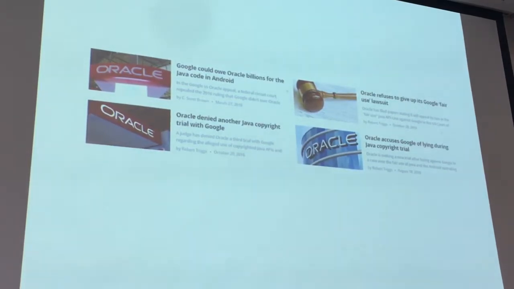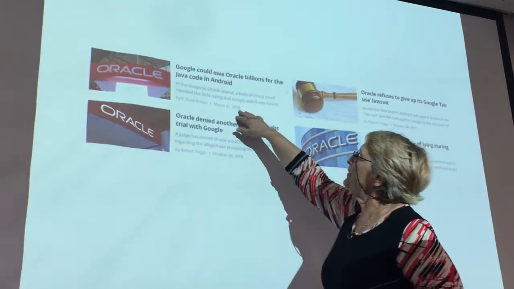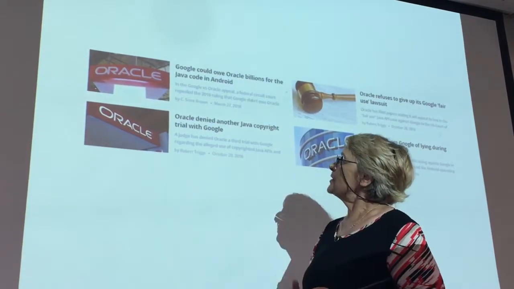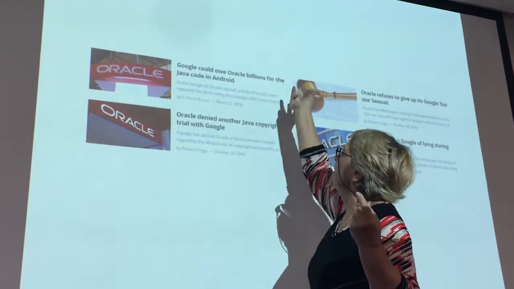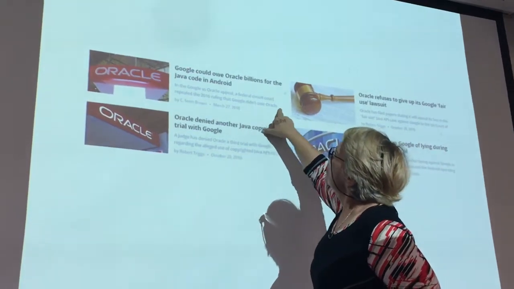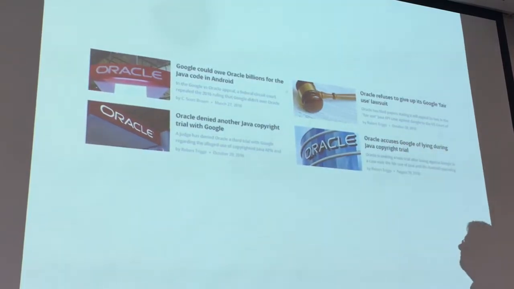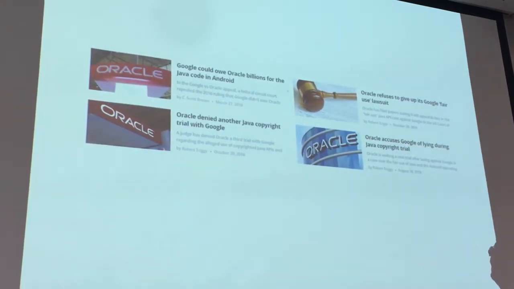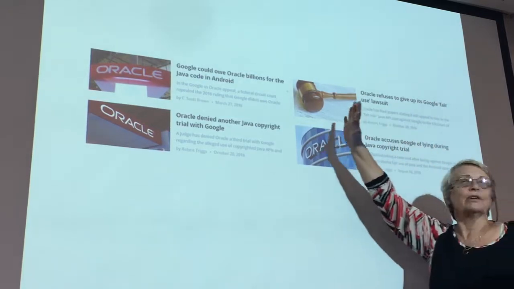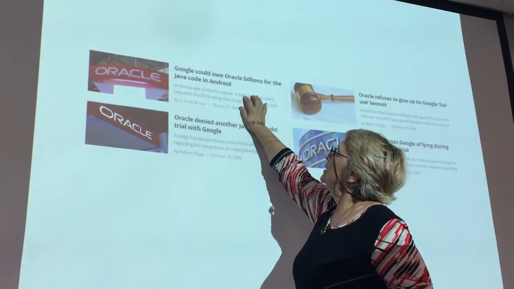They are going back and forth, and apparently on March 27, there was some ruling that Google didn't owe Oracle anything, but then an appeal took place, and it is still going on. As you can see, there are big issues in the tech industry. This is not the only big court case.